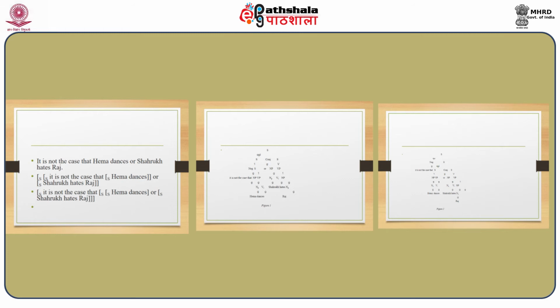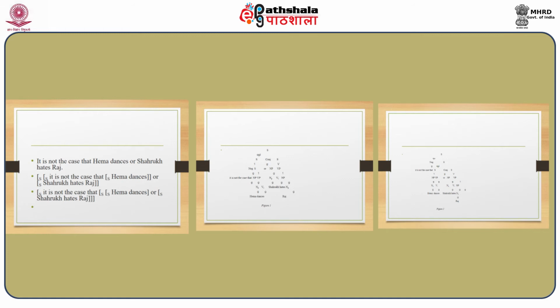This sentence corresponds to two possible syntactic structures that you see in 6 and 7. In 6, it is not the case that combines first with Hema. The two together form a constituent, which then conjoins by means of another sentence, Shahrukh hates Raj, and the conjunction word or.